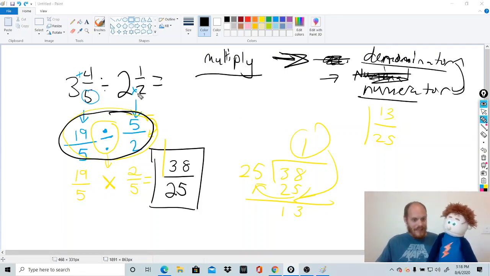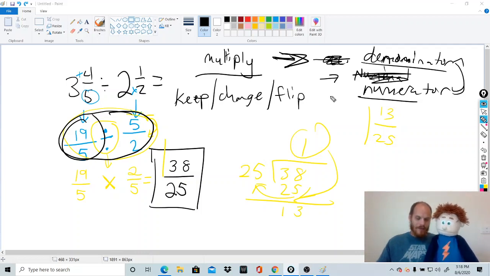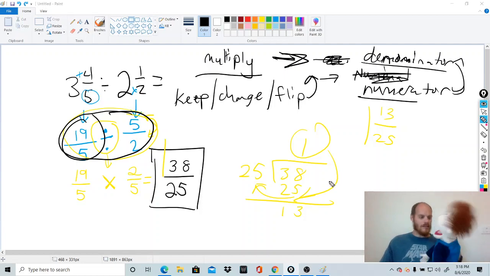So, that being said, when it's division, you do the same thing. Improper fraction, the difference is you're going to keep the first one, we call it keep. You're going to change that division to multiplication, so change. And then you're going to flip the next one and take its reciprocal. After you do that, it's basically multiplying all over again. Oh man, that's easy. Thank you so much.